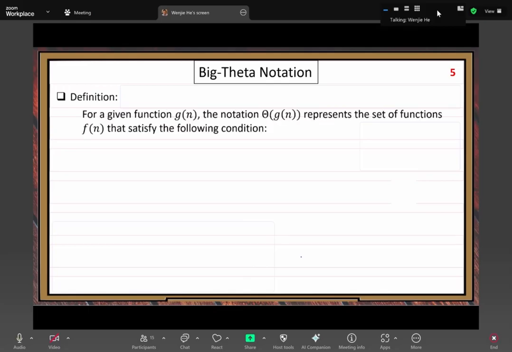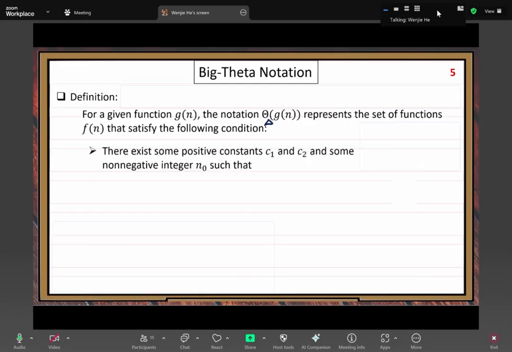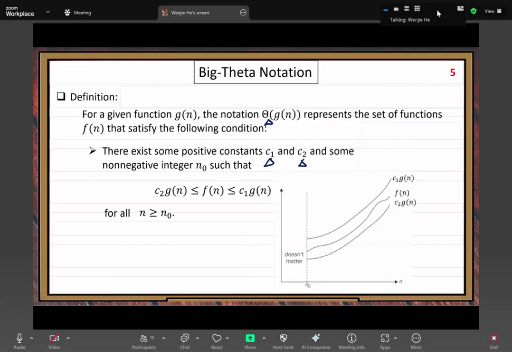So the setup here. The main difference this time is that we need two positive constants, C1 and C2. So then upper bound, lower bound. Sufficiently large also. The graph shows a two-sided approximation.